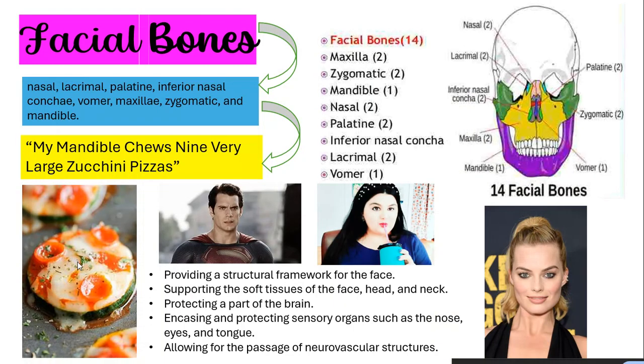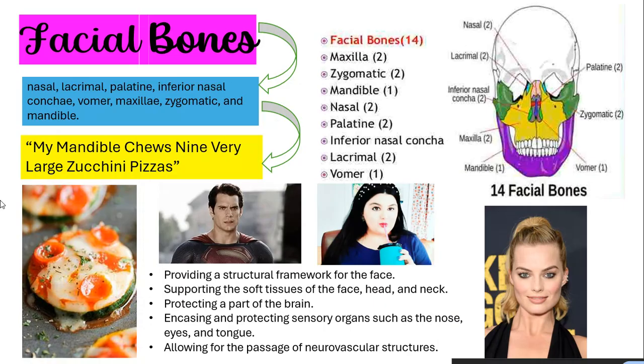Remember? Okay. Let's talk about the facial bones. Very important bones. We all love our face, and facial bones play a very important role. So there are 14 facial bones: a pair of maxilla, a pair of zygomatic, one mandible, two nasal, a pair of palatine, a pair of inferior nasal concha, a pair of lacrimal, and just one vomer.